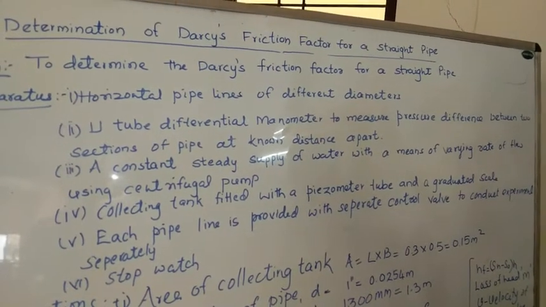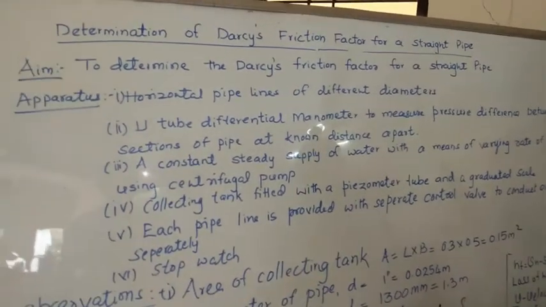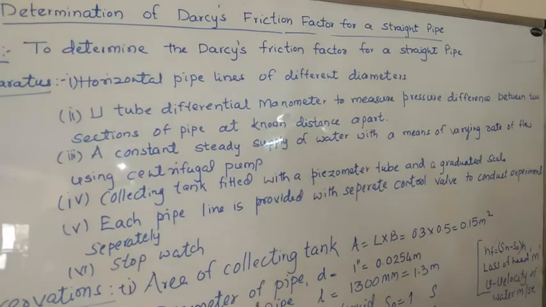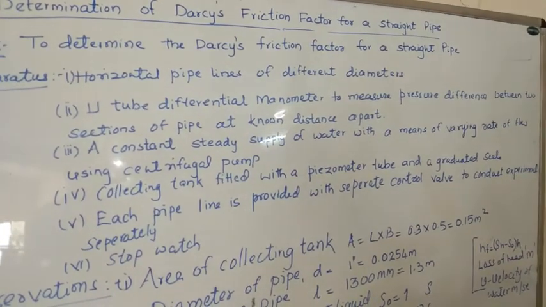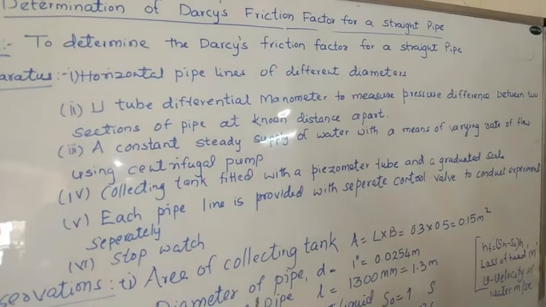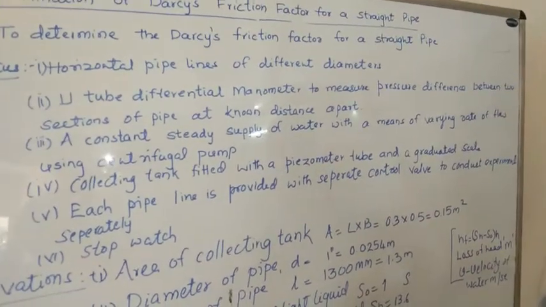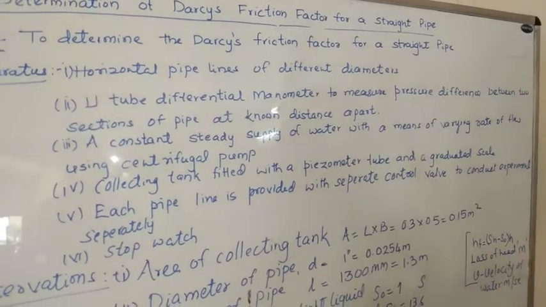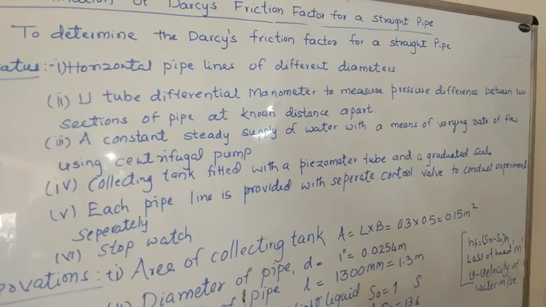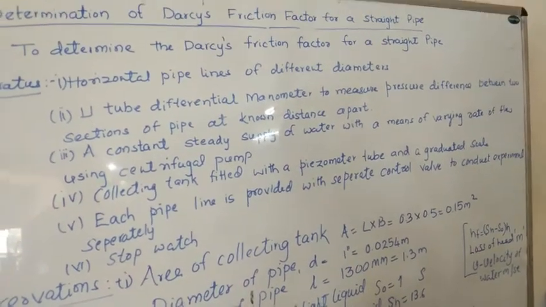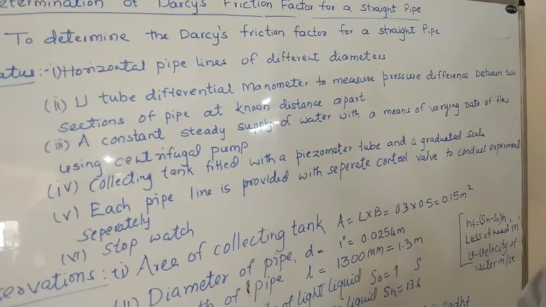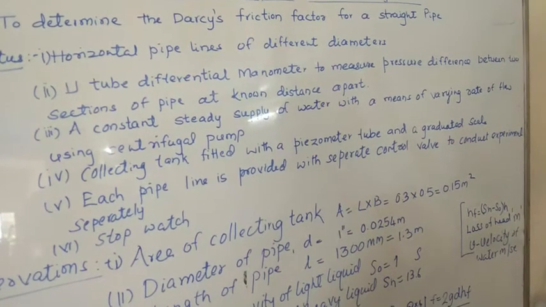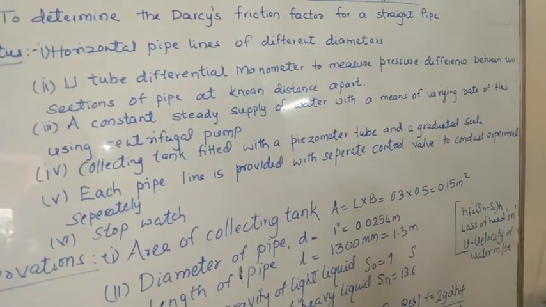Here the apparatus consists of horizontal pipelines of different diameters. In our experiment, we have the experimental setup for major losses. The first pipeline is PVC 1 inch diameter and the next one is a 1 inch GI pipe. The third one is 3/4 of an inch and the last one is a 1/2 inch GI pipe. Here we have fixed four different pipelines of different diameters and different materials.